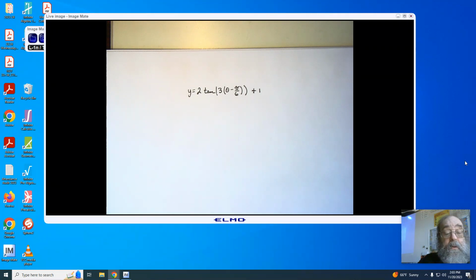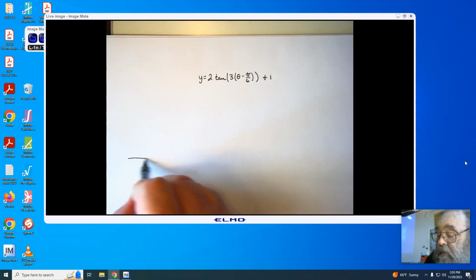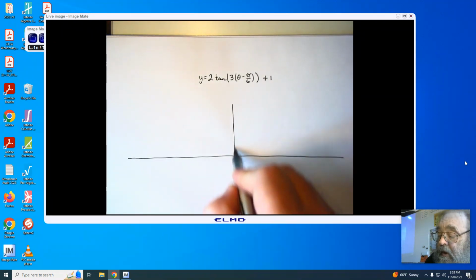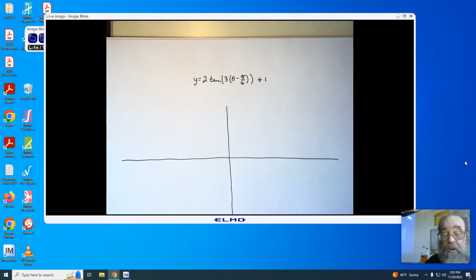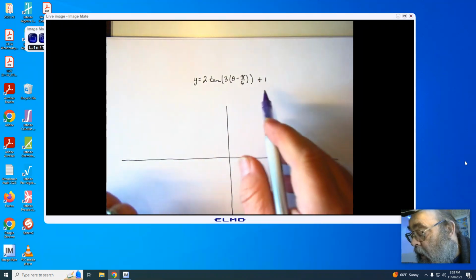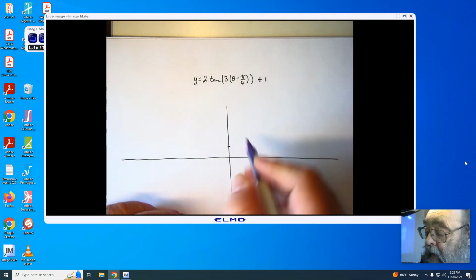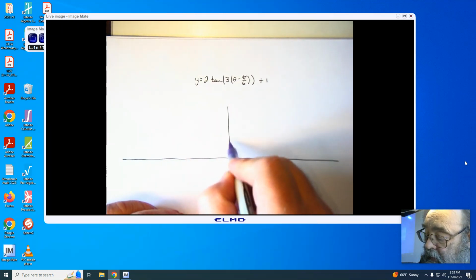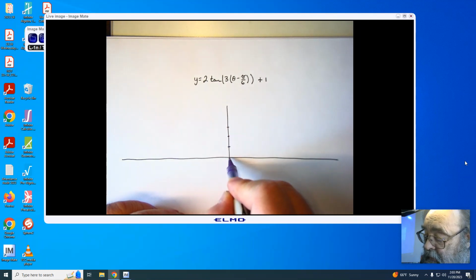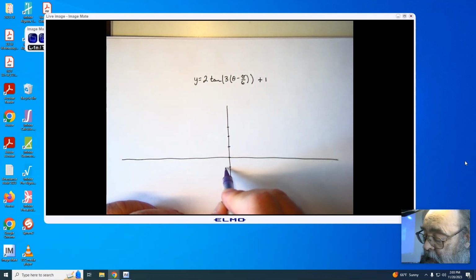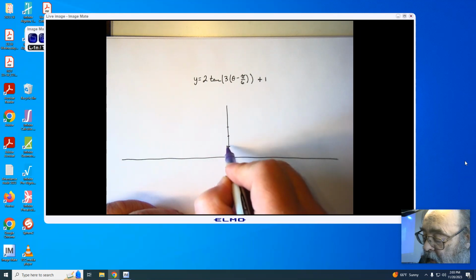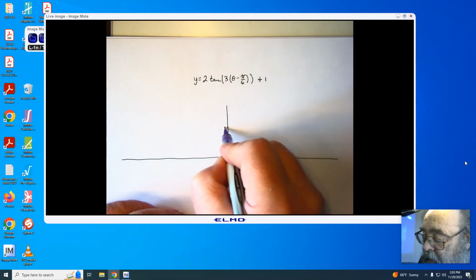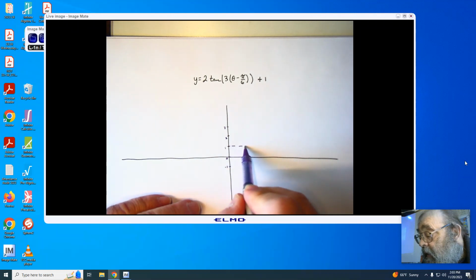Alrighty. Step 1, I'm going to draw my graph, the general graph, just like I've done. I'm going to locate the center line. The center line is going to be at 1. And I want to go 2 up, 1, 2, and 2 down, 1, 2. So I've got negative 1 here, 0 here, 1, 2, 3. The center line goes across at 1.